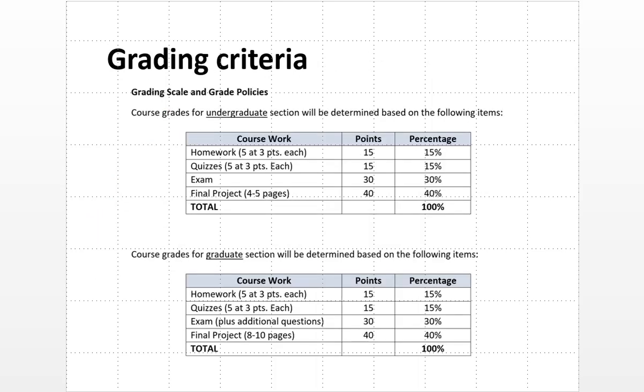In terms of grading criteria, there are 2 different criteria depending on whether you are enrolled in the undergraduate section or the graduate section of the course. You can see that the top table applies to the undergraduate section. You've got homeworks, quizzes, exams, and a final project. The graduate section is very similar in terms of the number of assignments, except the final project is expected to be a little longer and contain some additional information in order to demonstrate your mastery of some of the topics in the course.